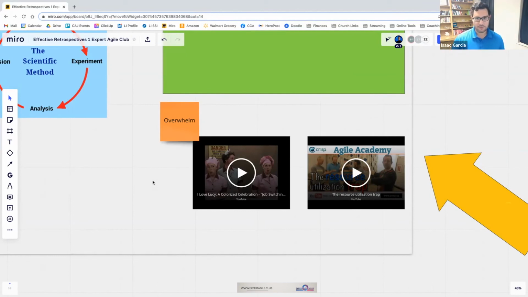And what's the problem with being overwhelmed? You have great intentions. I know how to improve. We had a great retro. I've got three action items. I'm ready to go. And then someone comes to your desk the next morning and says, "I've got a lot more work for you to do. You have to do all these things." And the improvement falls away.